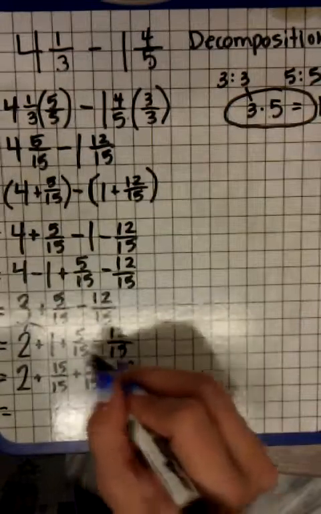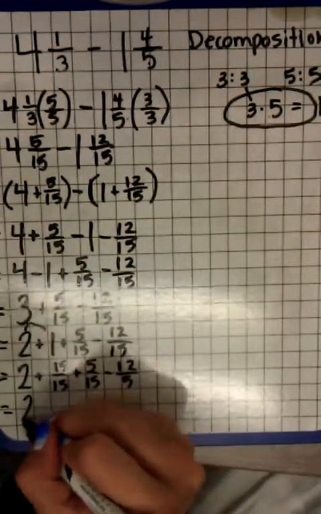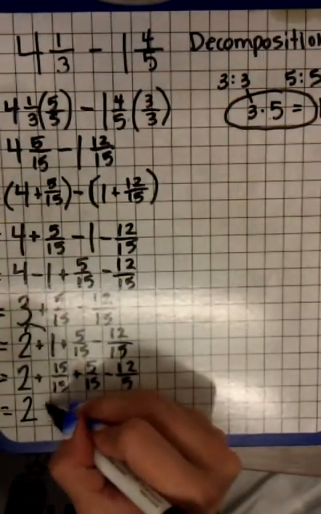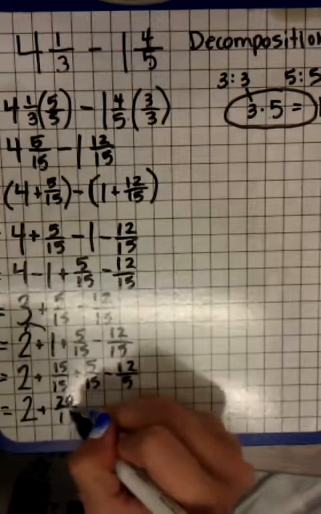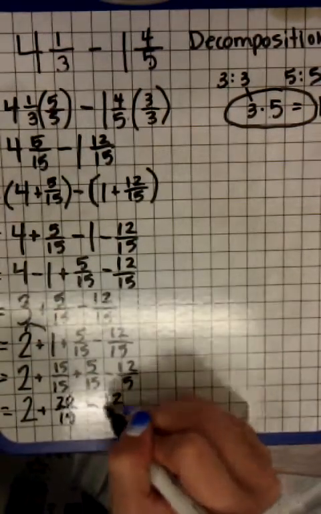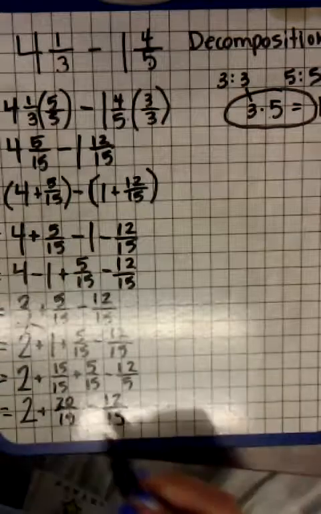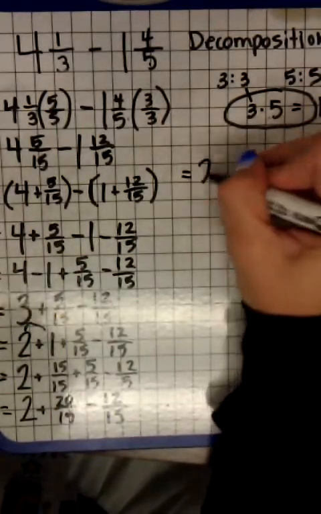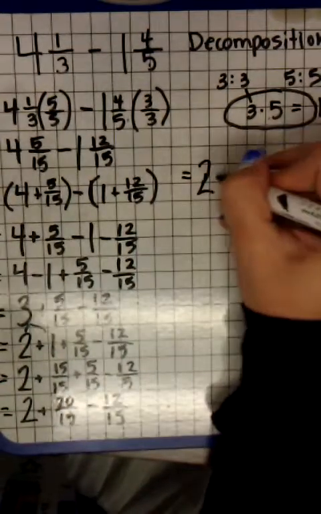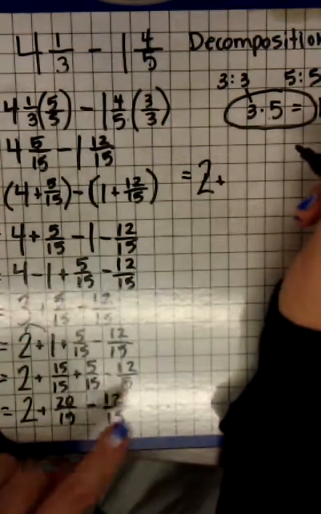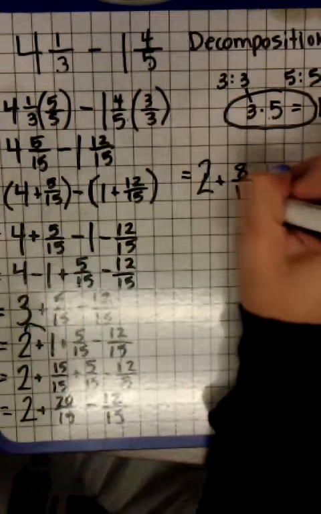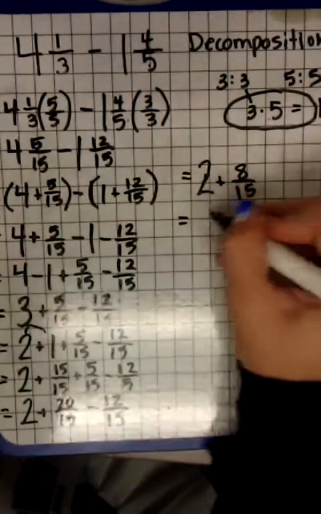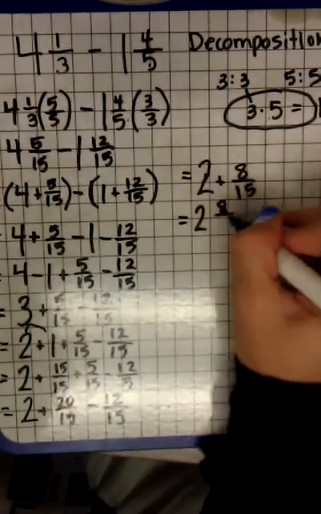Now I'm going to add my fractions together. 15 plus 5 is 20/15 minus 12/15. Now I can subtract. So I'm going to go up here because I ran out of room. So I have 2 plus 20 minus 12 is 8/15. So that is the same as 2 and 8/15.